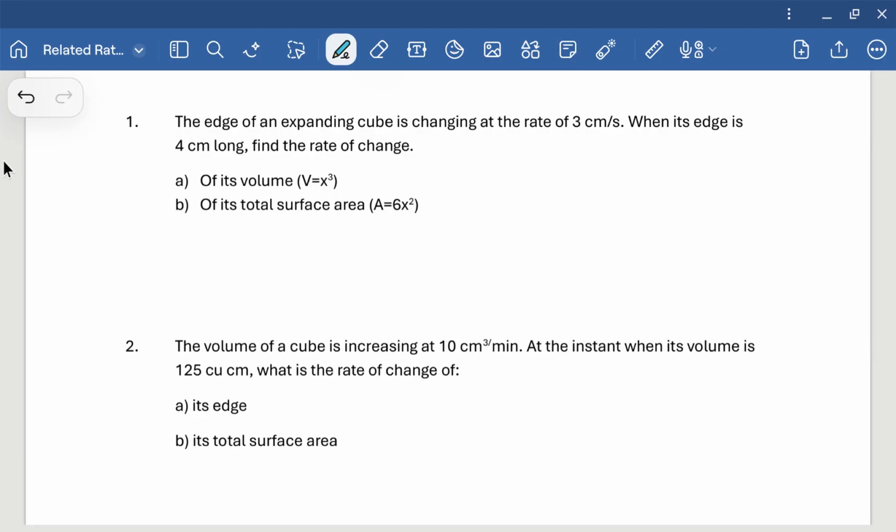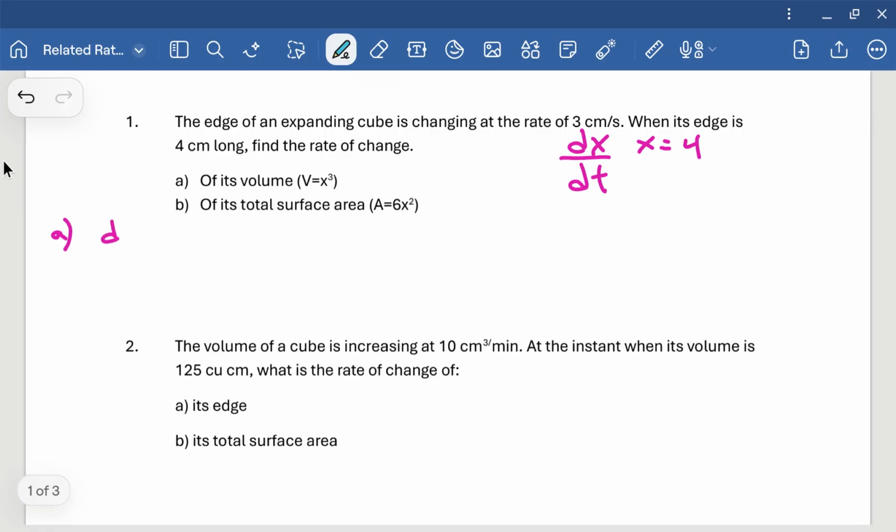So question number 1, it asks about the edge of an expanding cube that is changing at the rate of 3 centimeters per second. If we say x is the edge, this would be a dx over dt value. When its edge is 4 centimeters long, so when x is 4, we want the rate of change of the volume and then the rate of change of the total surface area. So if we start with part A, the volume, let's take the first derivative.